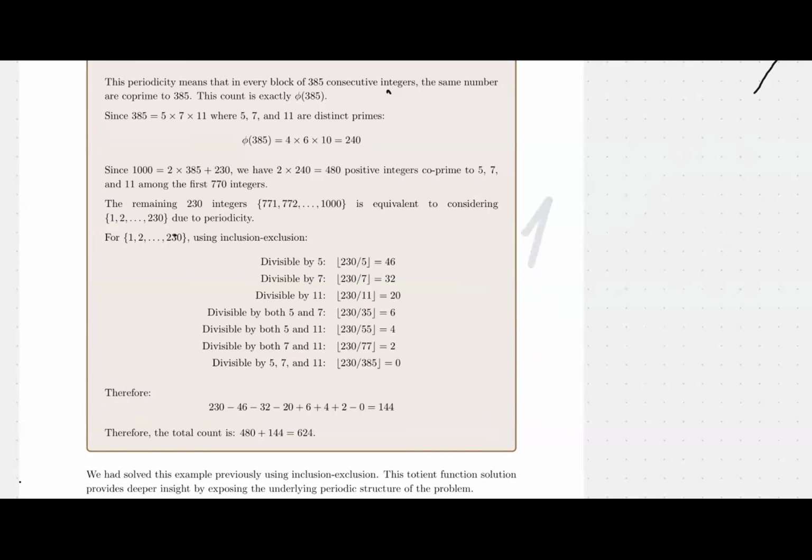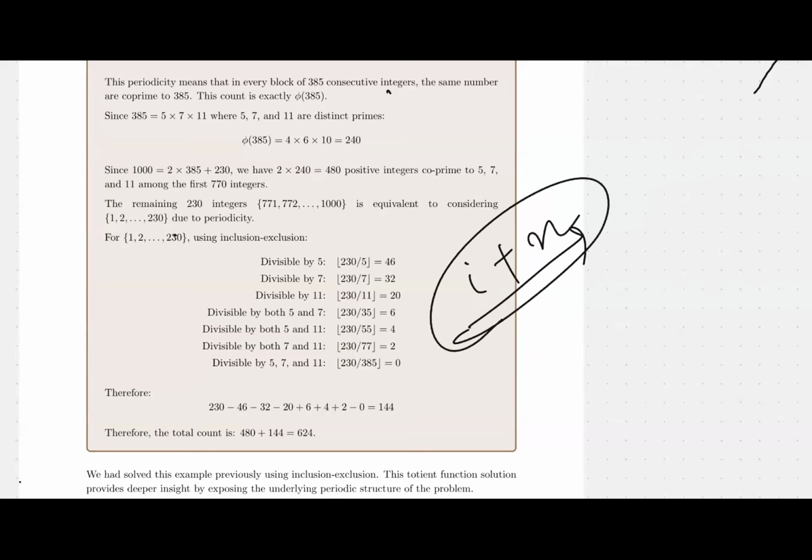You can just quickly shift i to i plus n, whatever the n is. If it is co-prime to n, it will remain co-prime to n. If it was not co-prime to n, it will remain not co-prime. So this is extremely crucial.